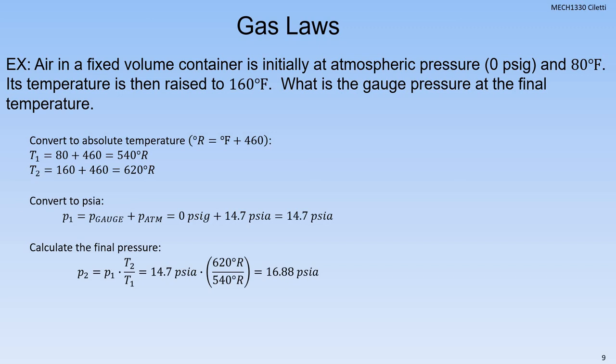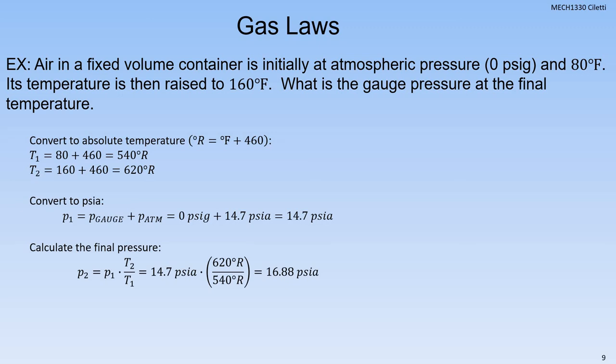So P2 is going to equal P1 times T2 divided by T1. All we did was take Gay-Lussac's law and solve it for P2. Now we're substituting in the values that we have, so our first pressure is 14.7, and then we're going to multiply by the ratio of 620 divided by 540, and we get 16.88 absolute pressure.